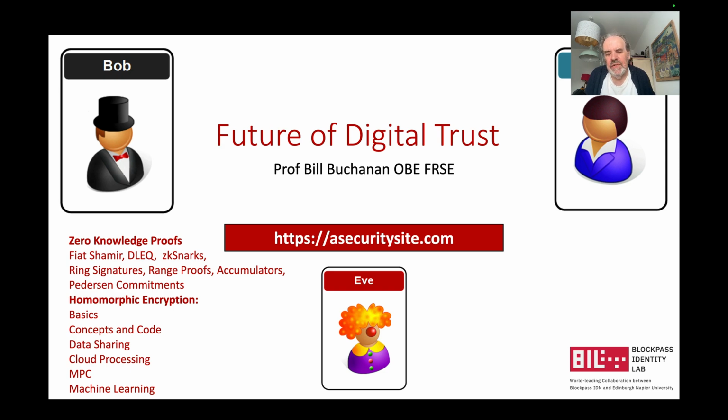So let's look at the future of digital trust, and especially around two main areas of zero-knowledge proofs and homomorphic encryption. With zero-knowledge proofs, we'll look at methods such as the Feige-Fiat-Shamir method, discrete log equivalence, ZK-SNARKs, and other methods. And then in homomorphic encryption, we'll be able to understand how we can actually encrypt data and still process with it. That will be around a method called fully homomorphic encryption.